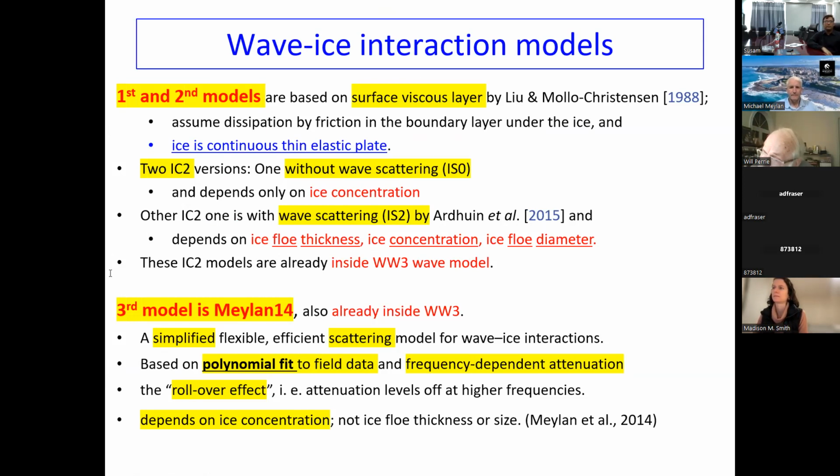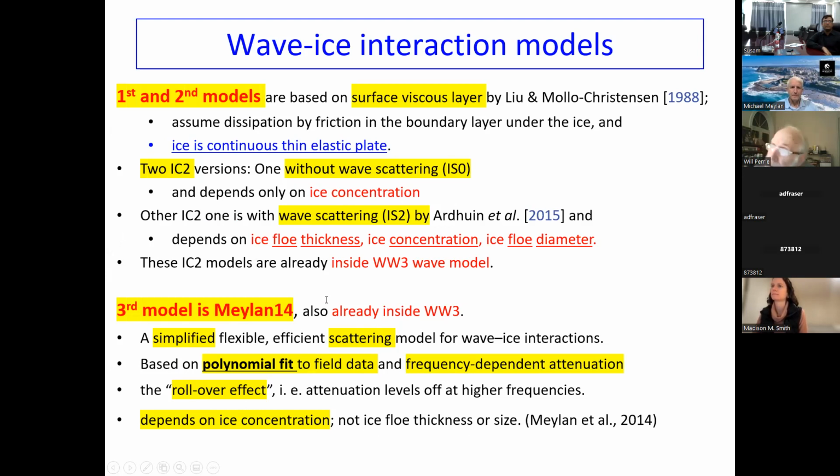The third model is by Mike, Mylan 2014. It's already inside WaveWatch, and it's a simplified, flexible, efficient scattering model based on a polynomial fit to field data. It has frequency-dependent attenuation and some rollover effect. It depends on ice concentration, but not floe thickness or size.